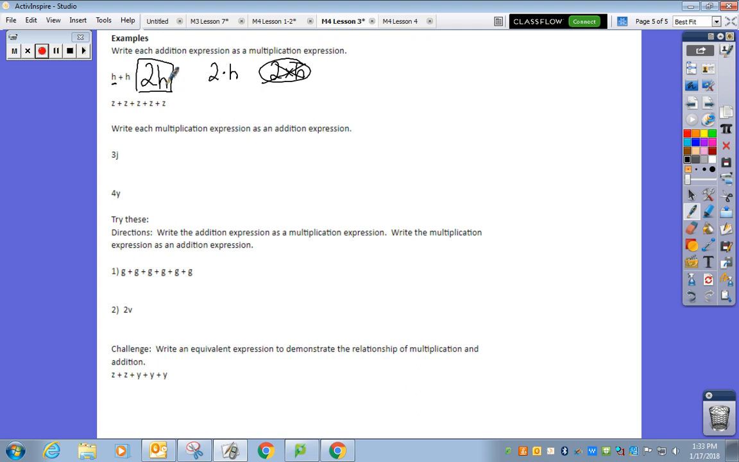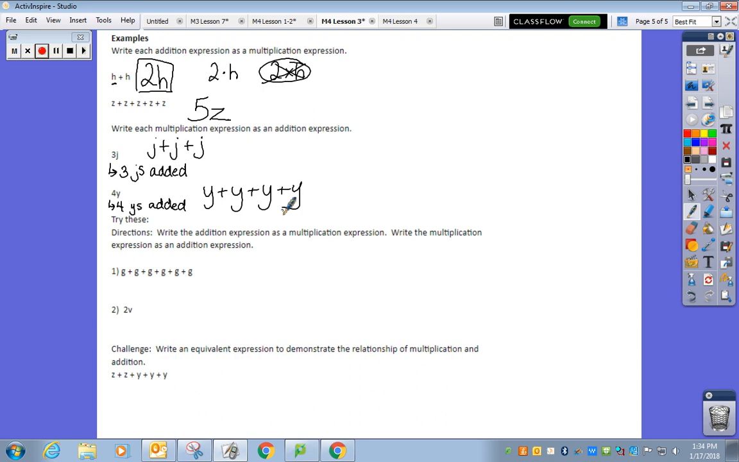So now h is our variable, 2 is going to be our coefficient because that's the number being multiplied by the variable. If we look at the next one, we have 1, 2, 3, 4, 5 z's being added together, so this would be 5z. It now wants us to write each multiplication expression as an addition expression. So 3j means 3 j's added together. So j plus j plus j. 4y means 4 y's added together. So that would be y plus y plus y plus y.